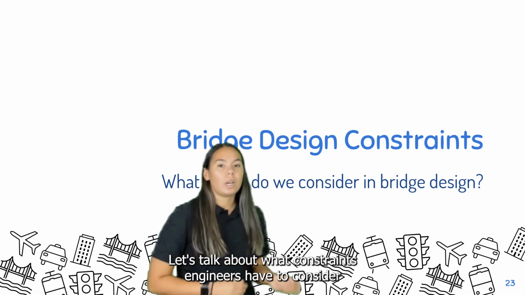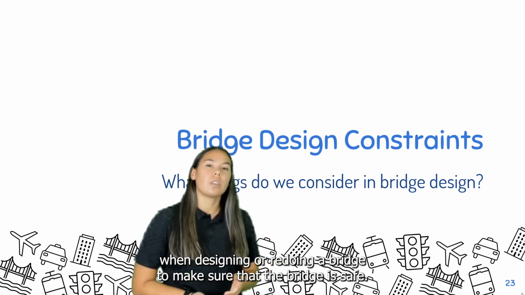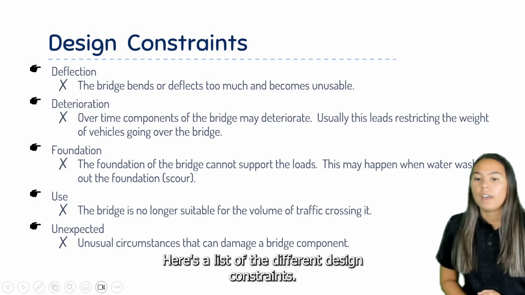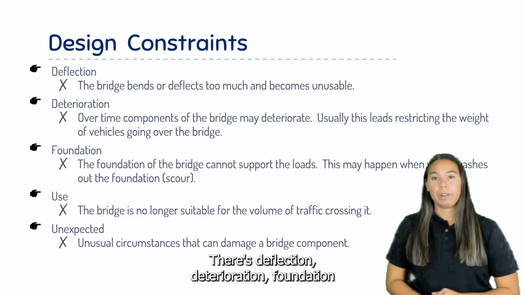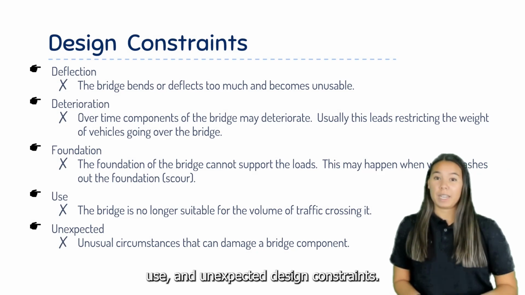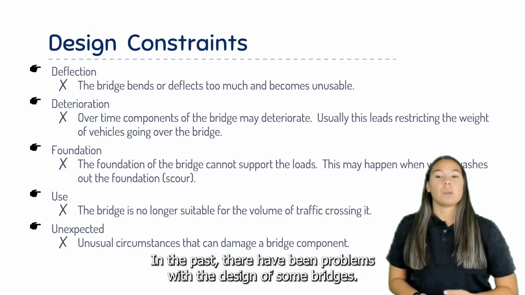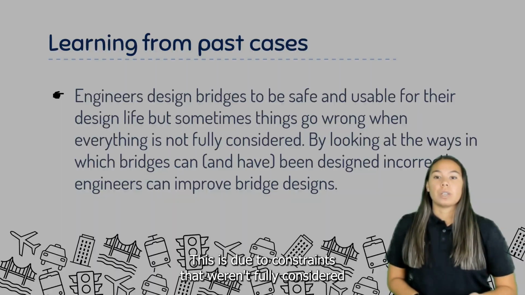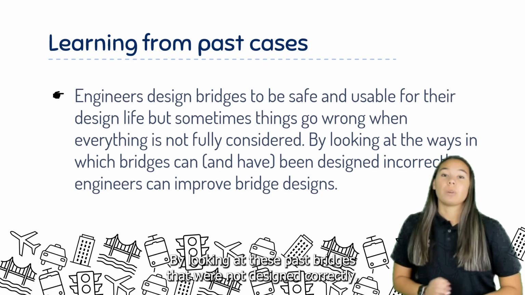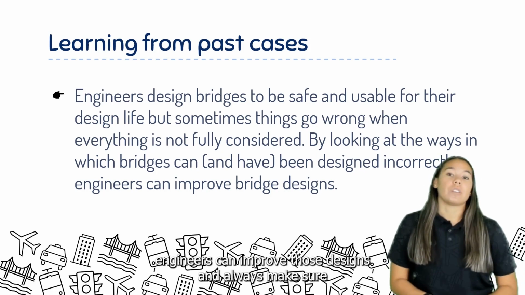Next, let's talk about what constraints engineers have to consider when designing or redoing a bridge to make sure that the bridge is safe. Here's a list of the different design constraints. There's deflection, deterioration, foundation, use, and unexpected design constraints. In the past, there have been problems with the design of some bridges. This is due to constraints that weren't fully considered. By looking at these past bridges that were not designed correctly, engineers can improve those designs and always make sure that safety comes first.